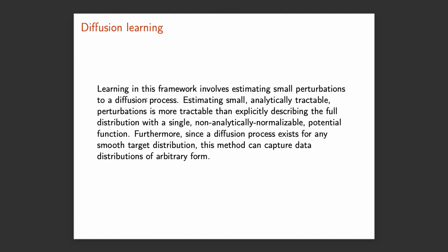The basic idea is to make small perturbations from one step to the next one. That means that we will often have analytically tractable functions. Typically, this is a Gaussian we are training, and we are just making small changes to the Gaussians. And since a diffusion process normally exists for any smooth target distribution, this method can capture data distributions of arbitrary form.